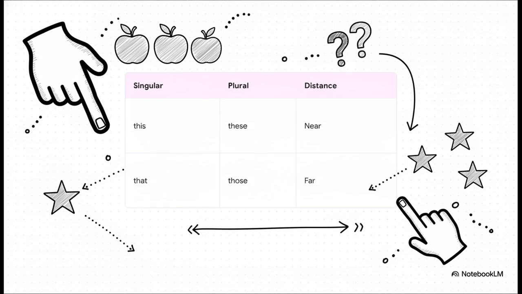If it's one thing and it's near, we use this. If it's multiple things and they're near, we use these. But if it's one thing far away, we switch to that. And finally, for multiple things far away, we use those. See? It's like a simple math formula for words.